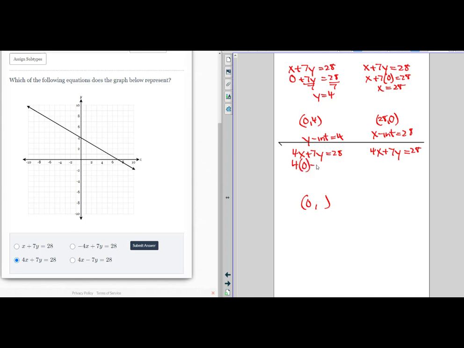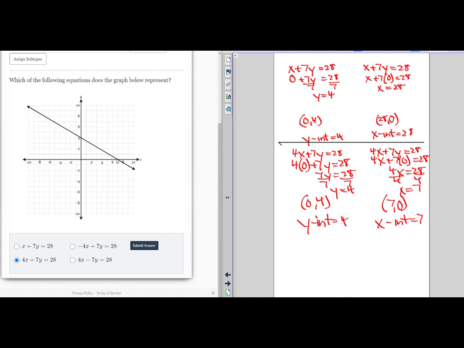4 times 0 plus 7y equals 28, which would simplify to 7y equals 28. Division property, and we have y is equal to 4, which 0 comma 4 is this point right here. So just want to make sure I write this down. My y-intercept is equal to 4. And then similar, now I'm going to go ahead and plug in a 0 for y, which means that 4x plus 7 times 0 should be equal to 28. And that's going to cancel, so I'd have 4x is equal to 28. And then division property, divide by 4 on each side. And my hand's cramping. 28 divided by 4 is 7. So my x-intercept is equal to 7. And clearly that's it right there.